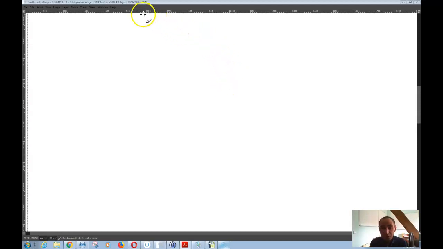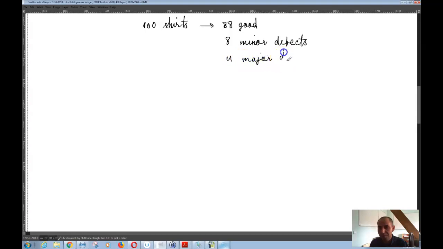So the carton consists of 100 shirts. So you have 100 shirts there. And from these 100 shirts, 88 are good. And 8 have minor defects. And 4 have major defects. So now Jimmy, who is a trader, accepts the shirts which are good, accepts the good ones.